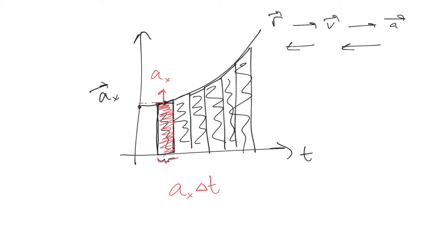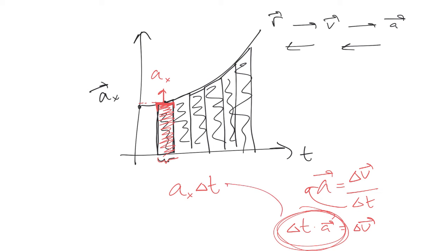Acceleration times delta t. Now, if you think back to your kinematics equations, we are approximating this as a constant acceleration just for that rectangle. You should remember your acceleration equation is acceleration equals change in velocity over time. And you can easily rearrange that to say delta t times acceleration equals change in velocity. So this term that we just created is the same as this multiplication, or the area of that rectangle. So each little area here is a change in velocity.